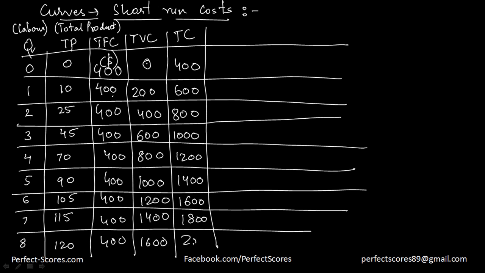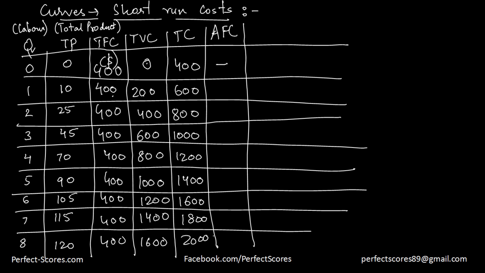There you go. Now, since we have the total cost, let's calculate the average fixed cost. What is average fixed cost? Average fixed cost is nothing but the total fixed cost, which is 400, divided by the quantity of labor employed. Over here, we're not going to do that because this is going to be 400 by 0, which is not imaginable. Let's do this.